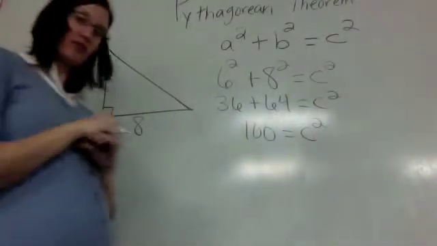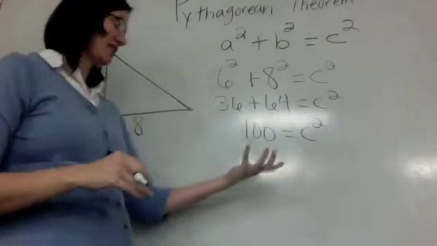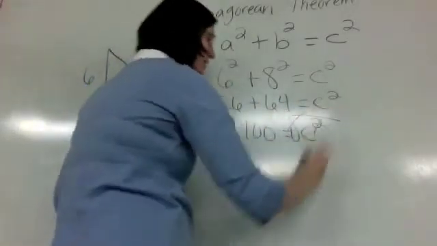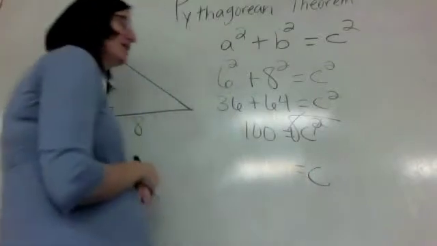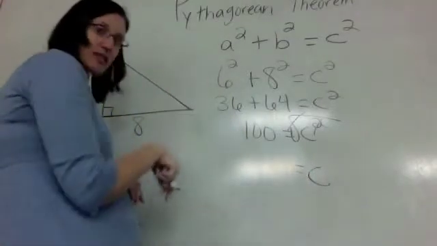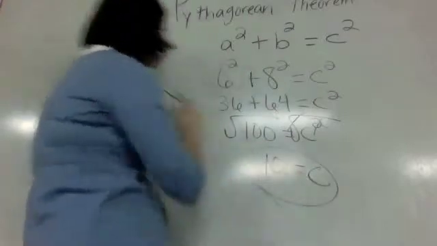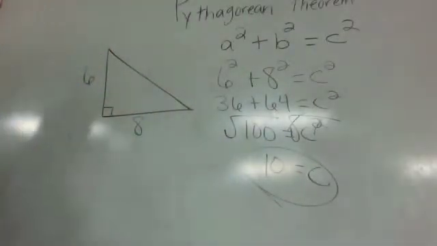I don't want to know what c squared is, I want to know what c is. So in order to get rid of a squared, we square root. Those cancel to give me c. And like the rules with solving, whatever you do to one side, you always do to the other. Square root. The answer is 10. This side length would then be 10.